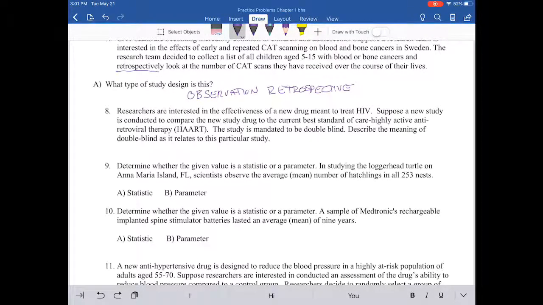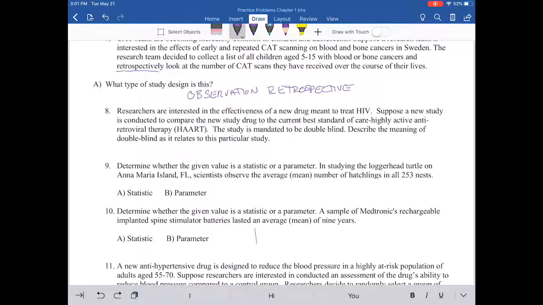Part A here, the study is mandated to be double blind. Describe the meaning of double blind as it relates to this particular study. So, double blind is neither the participants nor the physicians involved are aware of which treatments the participants will receive.